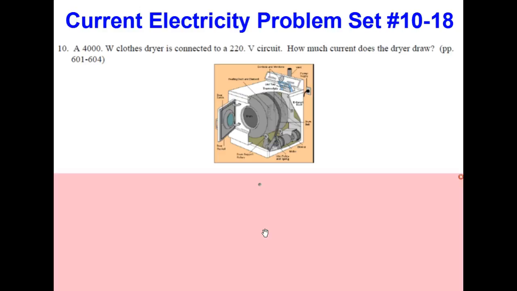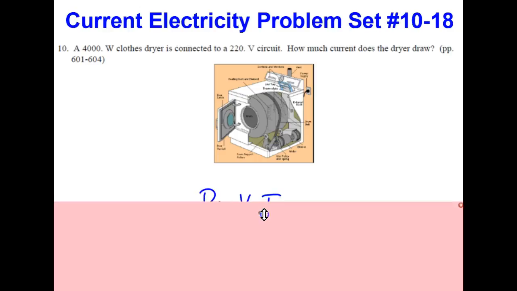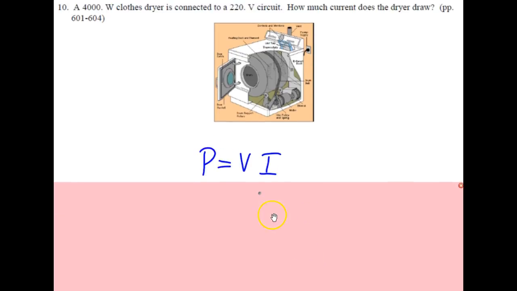A 4,000 watt clothes dryer is connected to a 220 volt circuit. How much current does the dryer draw? 4,000 watts, due to the units, you recognize is the power. 220 volts you would recognize due to units as the voltage, V. How much current does the dryer draw means how much current does it use, and that would be capital I. So what's the equation that connects these three variables? It would be P equals V times I.